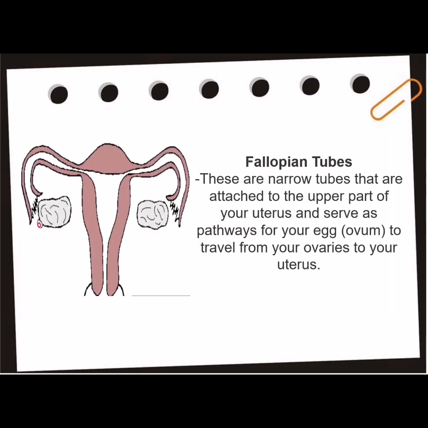Next is the fallopian tube. These are narrow tubes that are attached to the upper part of your uterus and serve as a pathway for your egg or ovum to travel from your ovary to the uterus. Fertilization of an egg by sperm normally occurs in the fallopian tubes. The fertilized egg then moves to the uterus where it implants into your uterine lining.